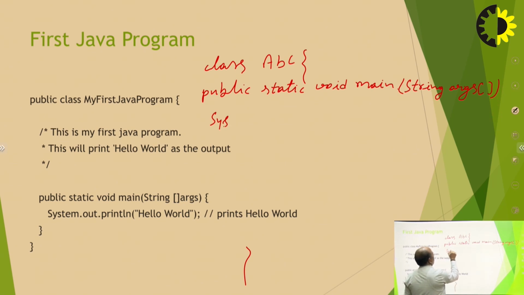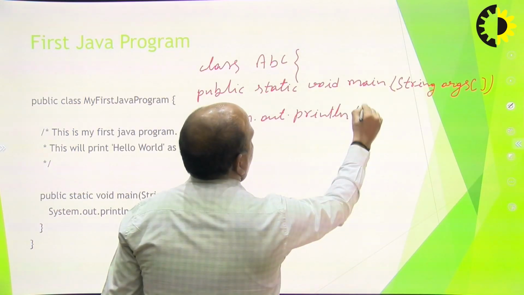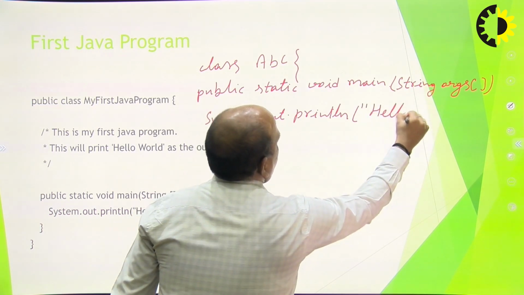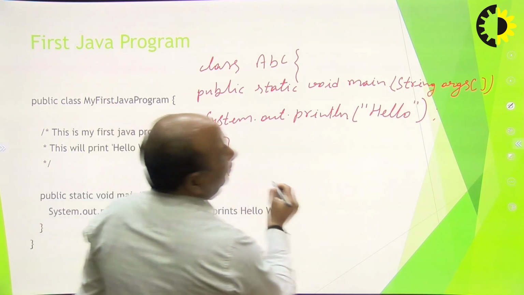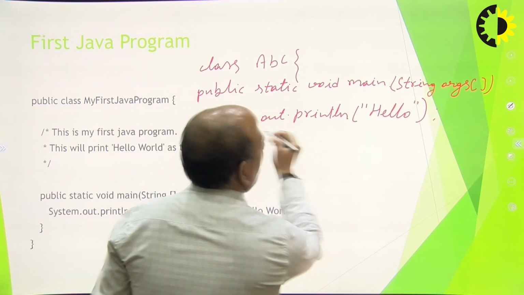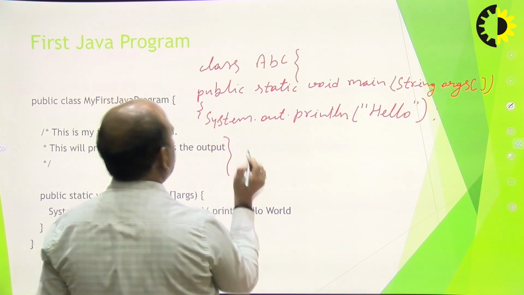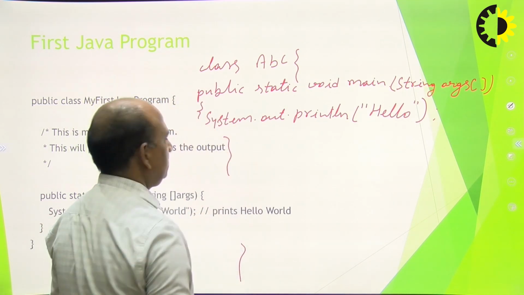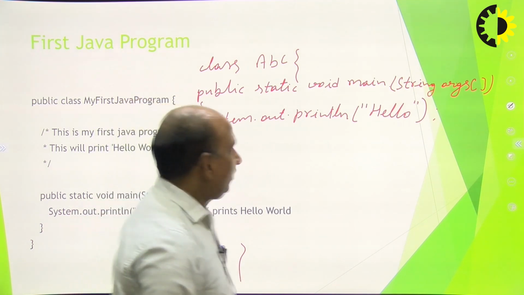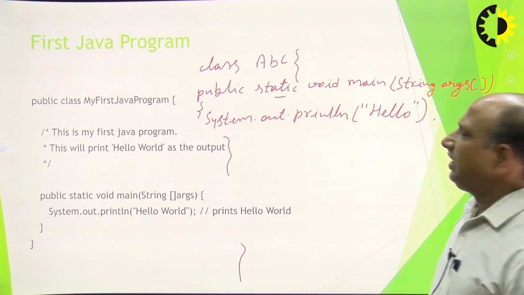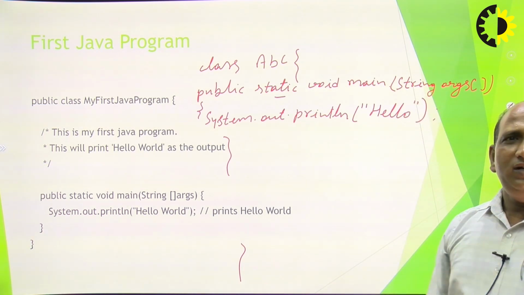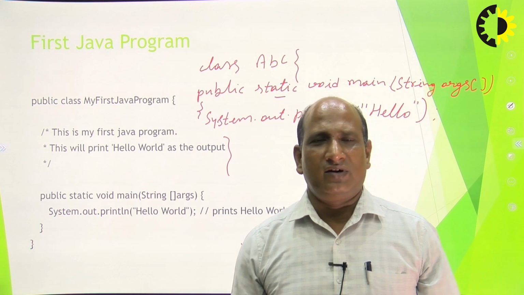I am just writing System.out.println hello. Now the question arises, why have we written, after the main function, we started these curly braces, then closed these curly braces, and this closes the class. Now the question arises, why have we made this main function static, and what does the static keyword mean?